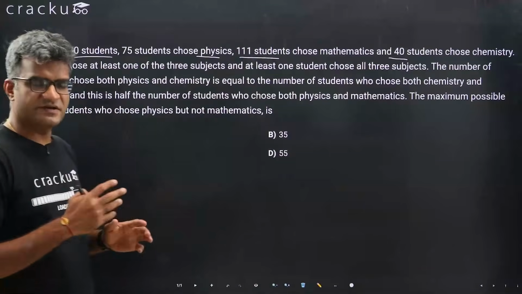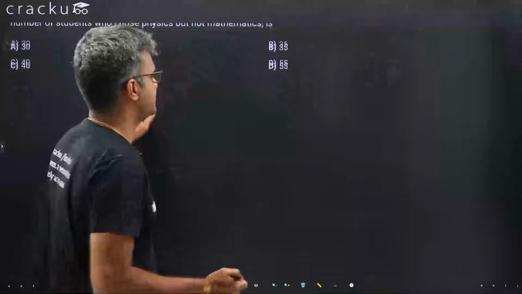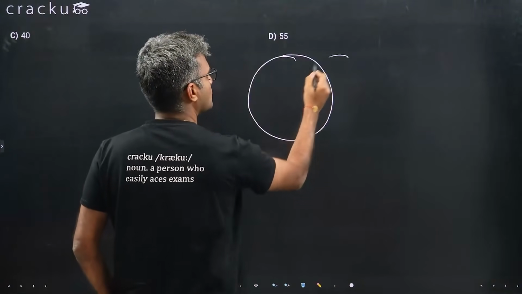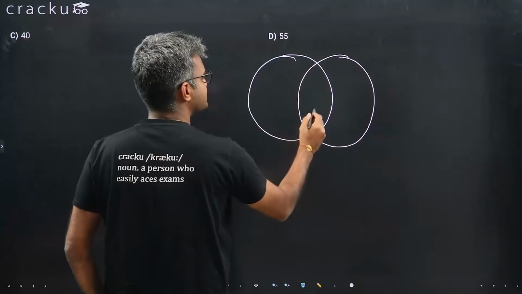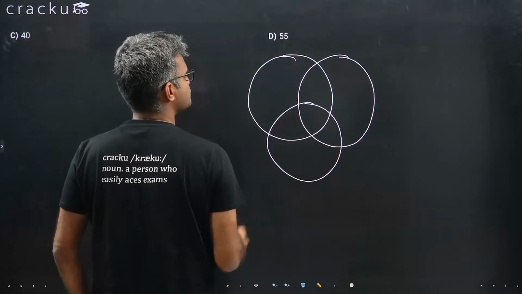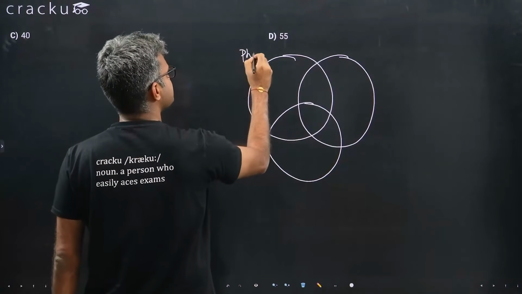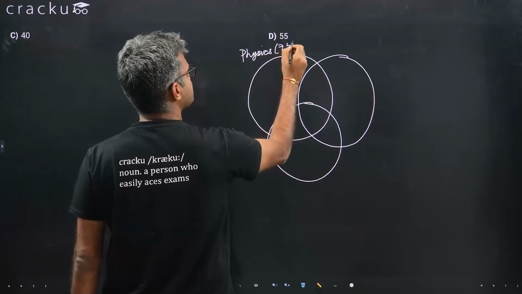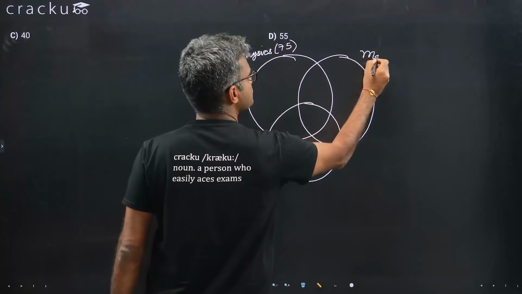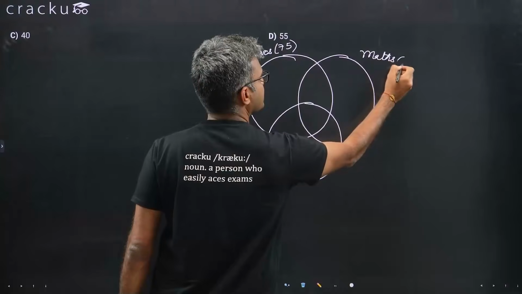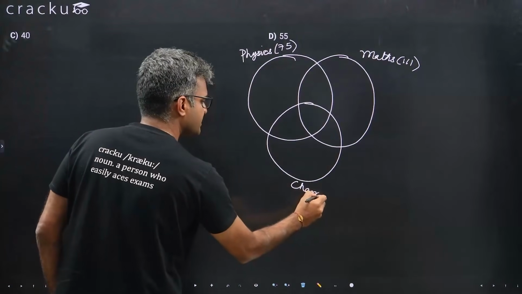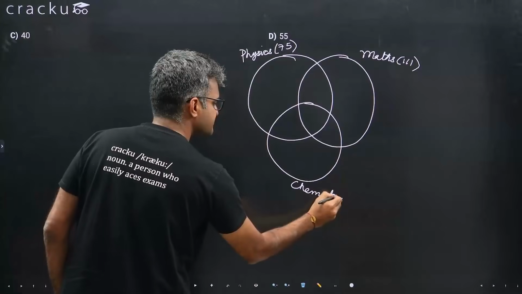So this is clearly a question which involves Venn diagrams. Let us draw three circles. One represents the number of students who chose physics, one represents the number of students who chose maths, and one represents the number of students who chose chemistry. So this is physics. The number of students who chose physics is 75. What is the number of students who chose maths? This is 111. And what is the number of students who chose chemistry? The number of students who chose chemistry is 40.